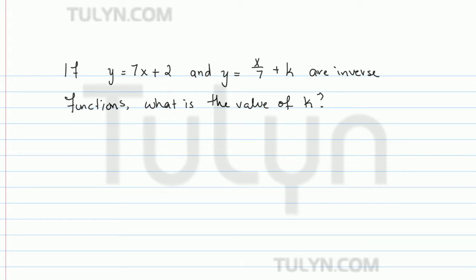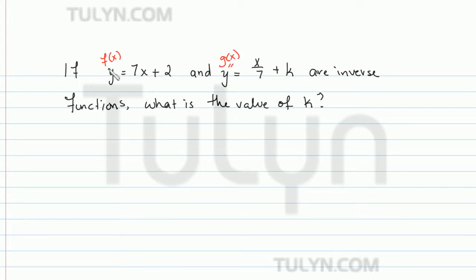If y is equal to 7x plus 2 and y is equal to x over 7 plus k are both inverse functions, what is the value of k? Now there are a couple ways you can solve this problem, including finding the actual inverse the straight way. But what I want to try is call this function f of x and call this function g of x.